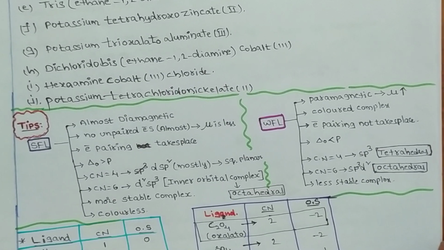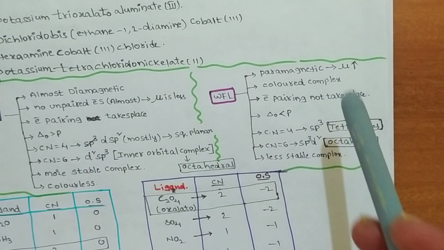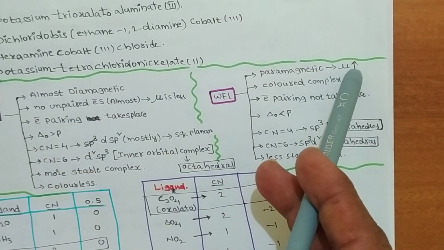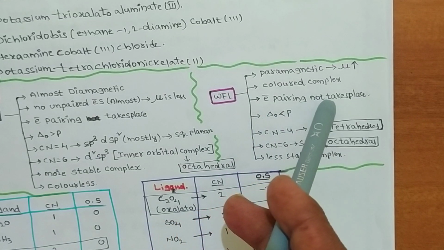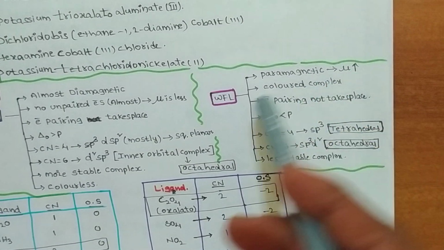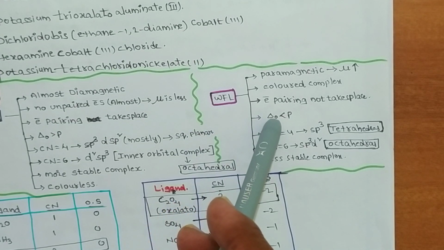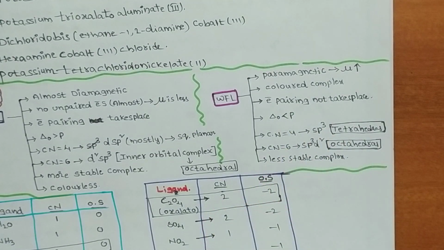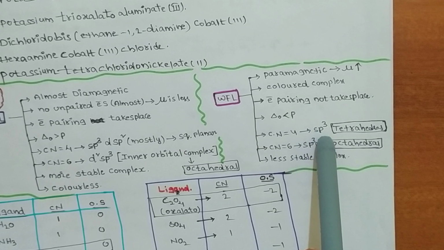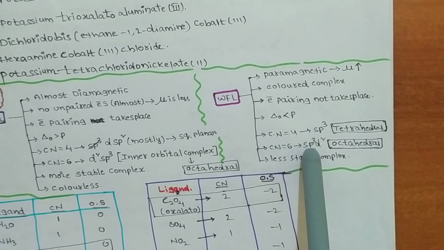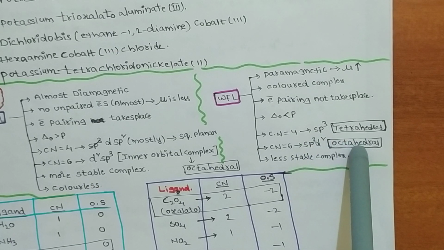Next, weak field ligand means the opposite points. The opposite of strong field is called weak field. Weak field means unpaired electrons are present, so the magnetic moment is more. Electron pairing has not taken place, so more unpaired electrons are present, and the more unpaired electrons, the more the magnetic moment. Weak field ligand means crystal field splitting is less than the pairing energy, therefore pairing of electrons won't take place. Coordination number 4 means sp3 hybridization, tetrahedral geometry. Coordination number 6 means sp3d2 hybridization, octahedral geometry.